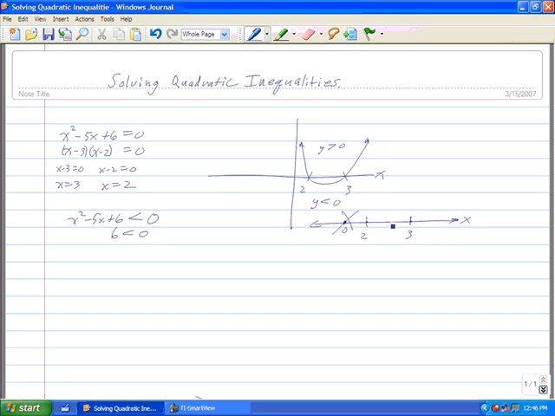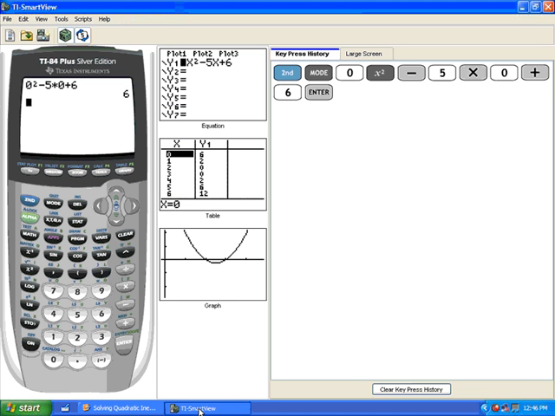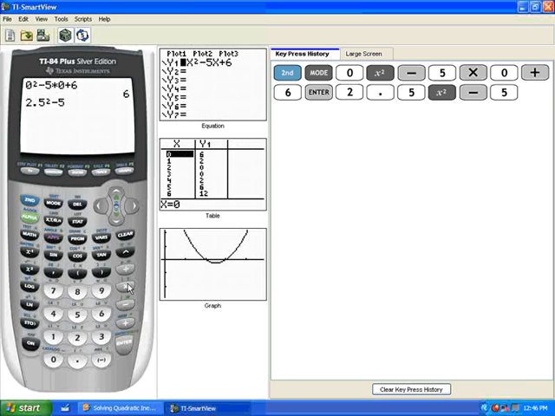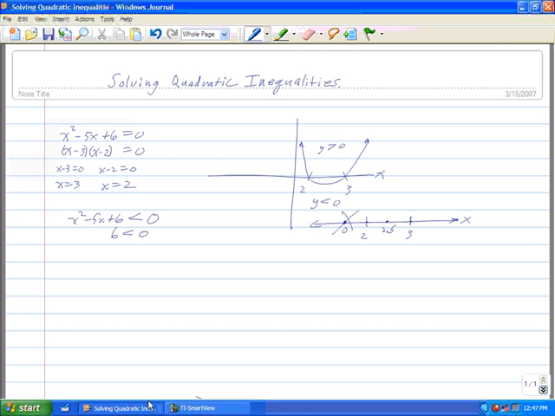So let's try the next interval. In this interval, we could test a 2.5. We put in 2.5 squared minus 5 times 2.5 plus 6, and we get a negative 0.25. Now since negative 0.25 is less than 0, that means that interval works.